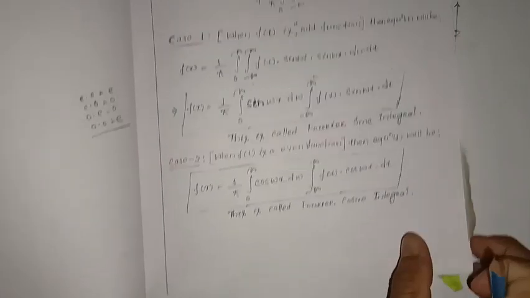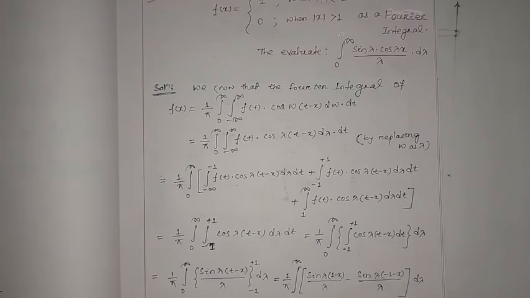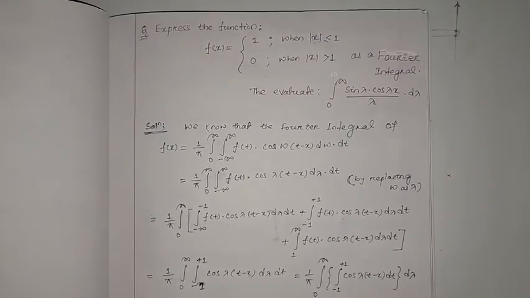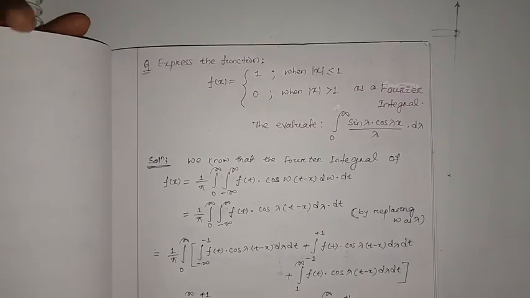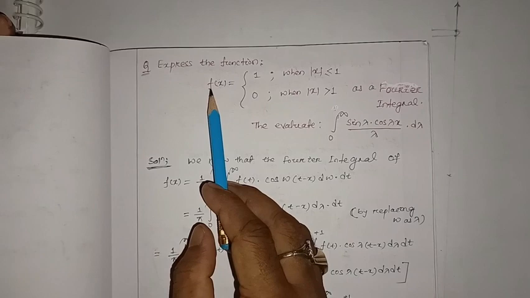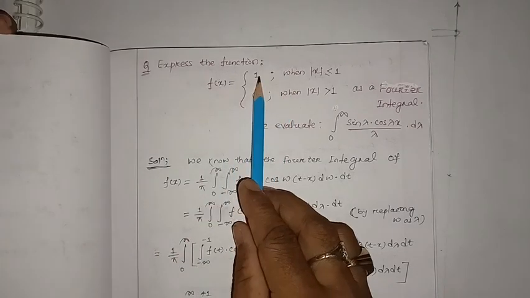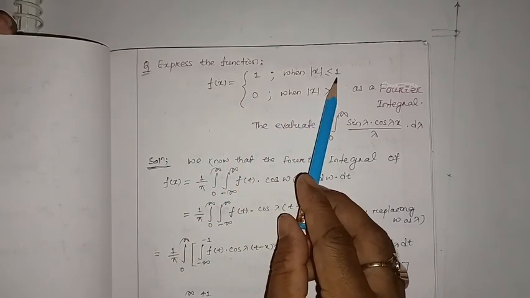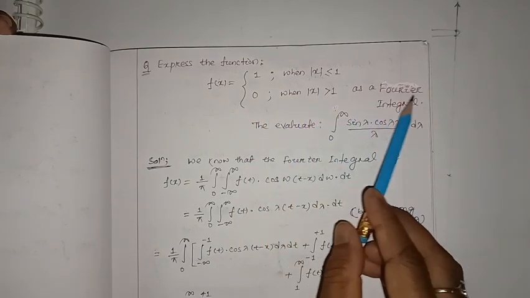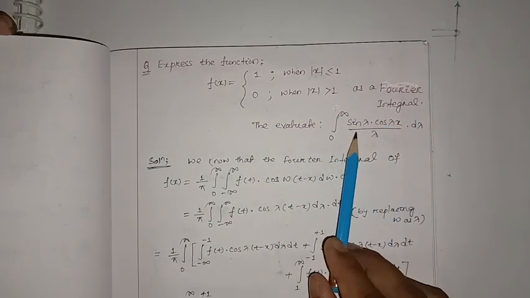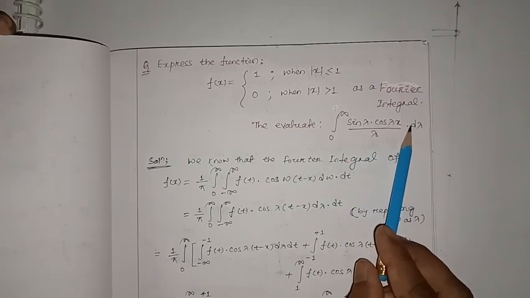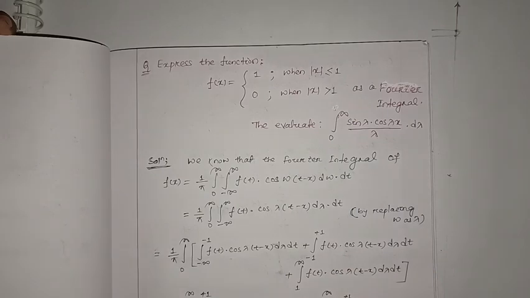Okay, now we are going to go for some numericals based upon the Fourier integral. So this is your first question: express the function f of x, given that f of x equals 1 when mod x is less than or equal to 1 and 0 when mod x is greater than 1, as a Fourier integral. Then evaluate this one: integral from 0 to infinity of sine lambda into cos lambda x divided by lambda, d lambda.